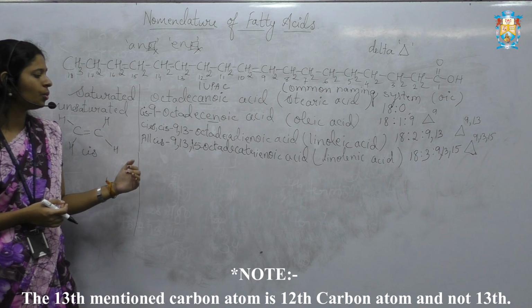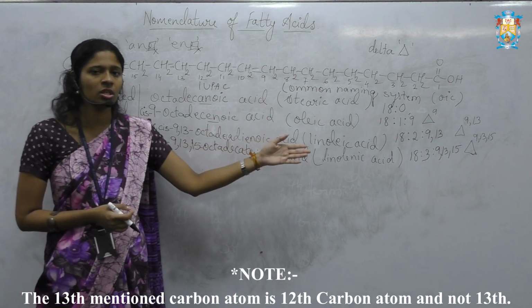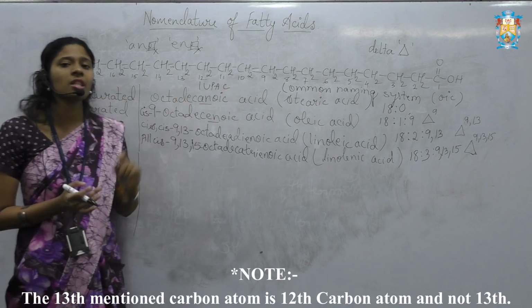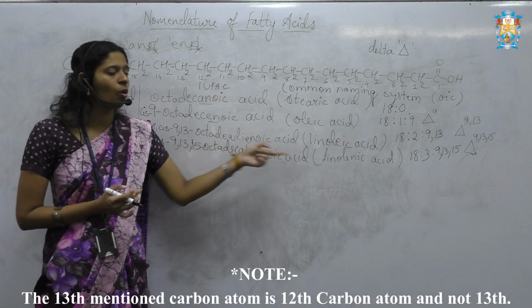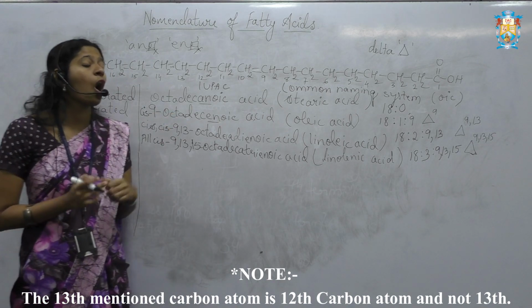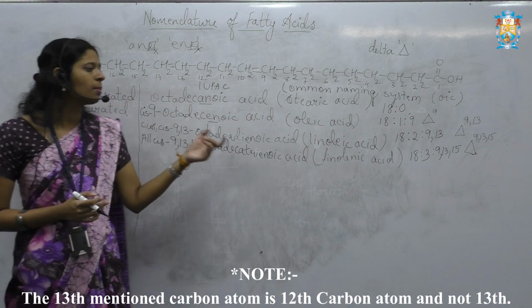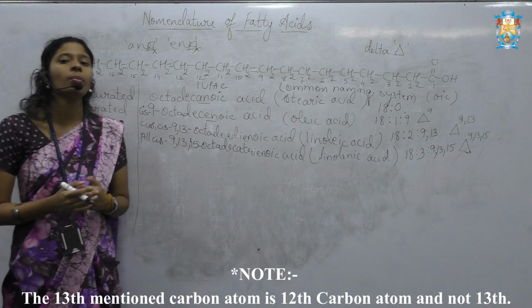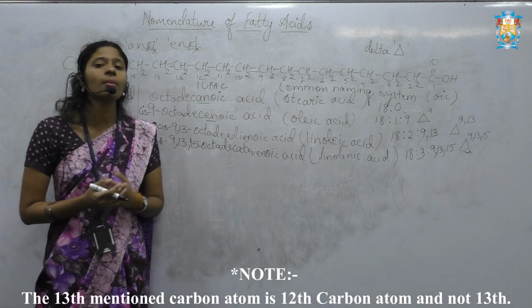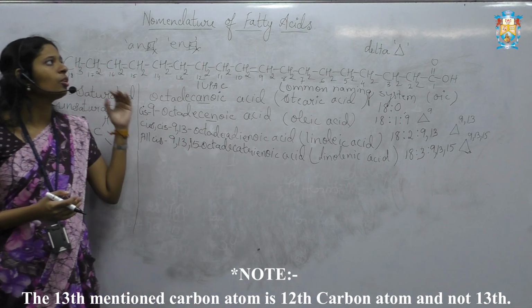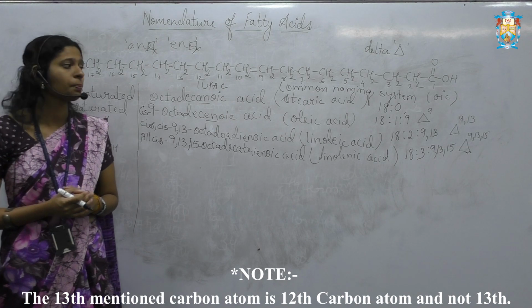Second thing, I told you about the shorthand representation. In the shorthand representation, we wrote how many carbon atoms are present, where the double bond is present, at which position, and also how many double bonds are present. Similarly, here also we have written the position of where the double bond is present. So in this way, we come to know what the molecule is and how to name it, and that is all about the nomenclature of fatty acids.